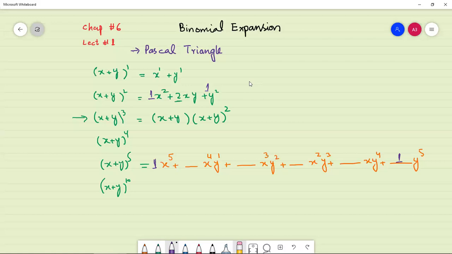The triangle was like this: (x + y) whole power 1, the coefficient of both terms would be 1. Then for (x + y)^2, the coefficient order is 1, and we add these two, 1 plus 1 becomes 2, and at the end there is always 1: 1, 2, 1. For the next row, we write 1 here, 1 plus 2 becomes 3, and 2 plus 1 becomes 3.